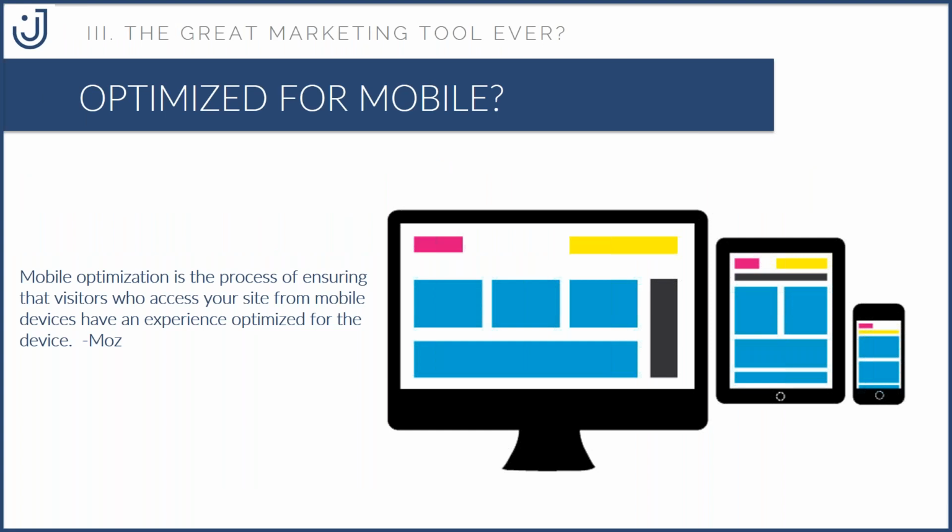Maybe. What does that mean, Jason? Good question again. Mobile optimization is the process of ensuring that visitors who access your site from mobile devices have an experience optimized for the device. To make that easier to understand, it means, are they getting the same experience on a mobile device as they would on their desktop?